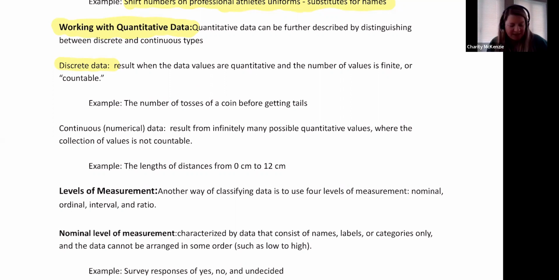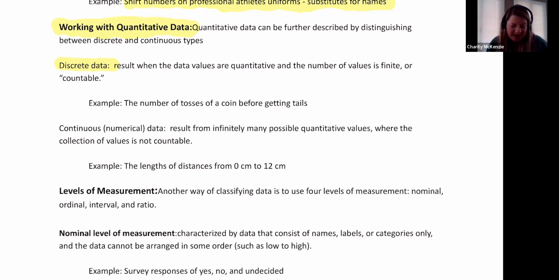Okay, so discrete. The number of tosses of, you're tossing a coin, right? The number of tosses until you get a heads or a tails, a specific one. It's usually like, gosh, now I can't think of another one.